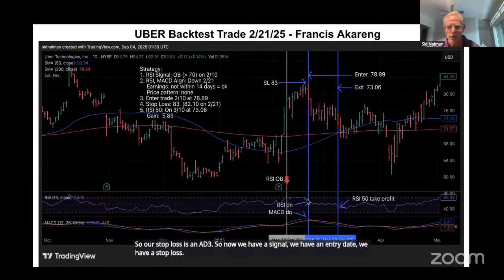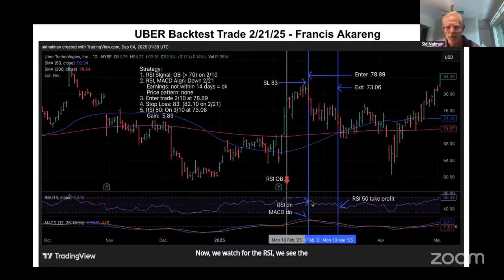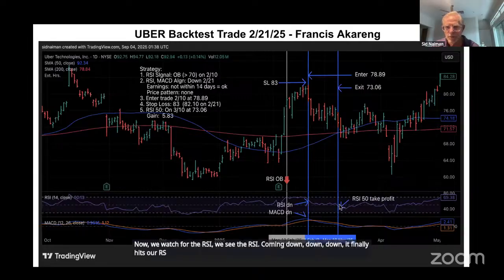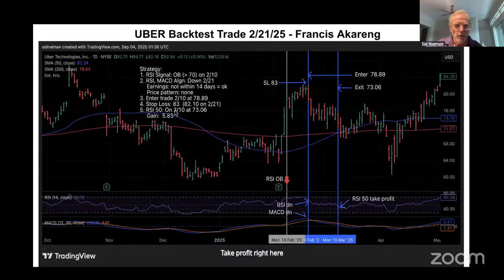Now we watch for the RSI. We see the RSI coming down, down, down. It finally hits our RSI 50. Take profit right here. RSI 50 is hit on March 10th.